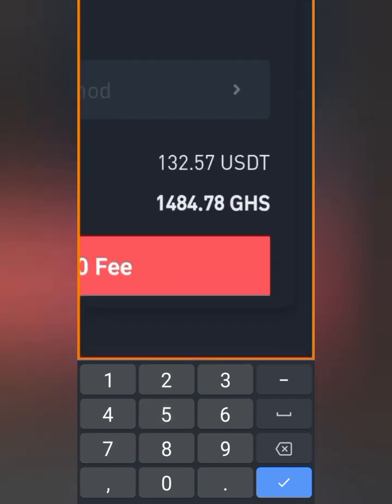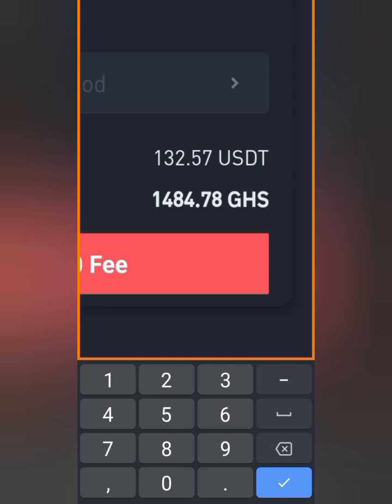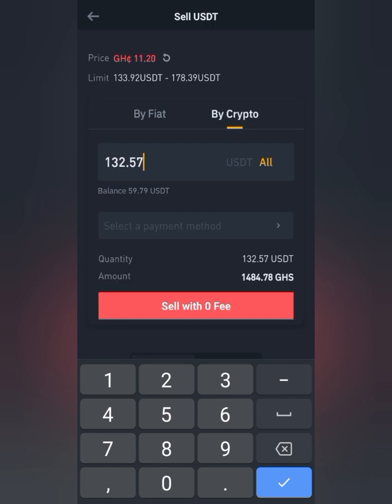So what you're going to get in your cheaper cash account will be 1484.78. You need to have a Ghanaian cheaper cash, because if you have a Nigerian cheaper cash, even if it goes through, it's going to be sent as USD. And that means you have to change it to USD, then you now have to, it's a long process. But if you have a Ghanaian cheaper cash, this is going to work for you.